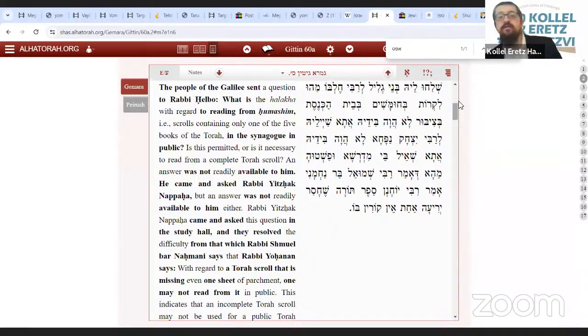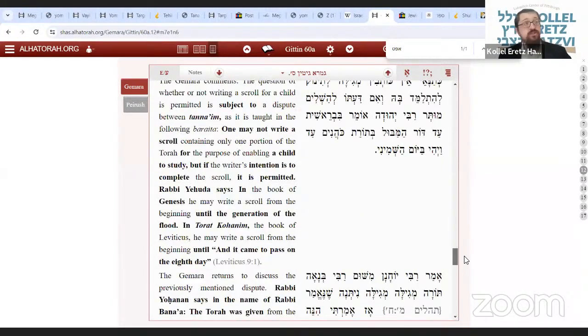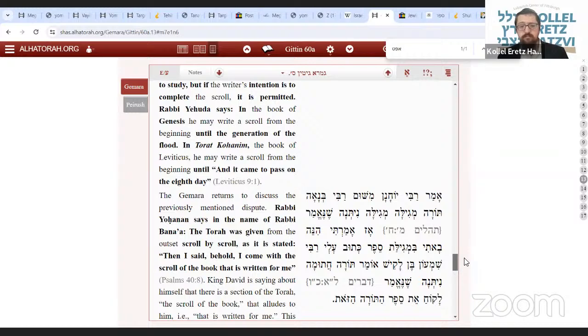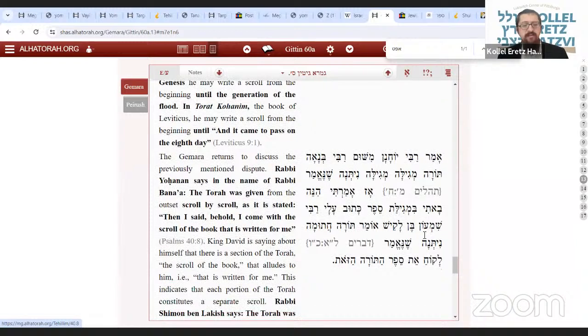But the two reasons given is, one is because Hashem, we say, David HaMelech says in chapter 40, "I have come with a scroll of the book that is written for me." Meaning that each portion of the Torah is its own book.